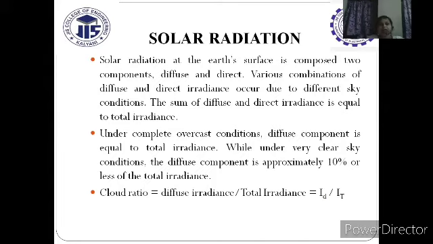Under complete overcast conditions, the diffuse component is equal to total irradiance, while under very clear sky conditions, the diffuse component is approximately 10% or less of the total irradiance. From this concept, we get a ratio called the cloud ratio, which is equal to diffuse irradiance divided by total irradiance, and it is denoted as ID by IT.